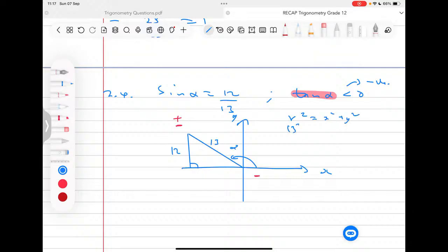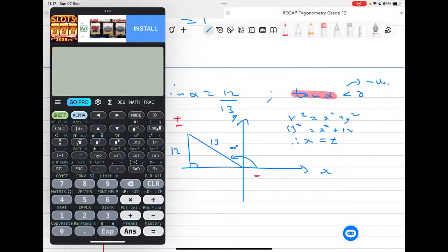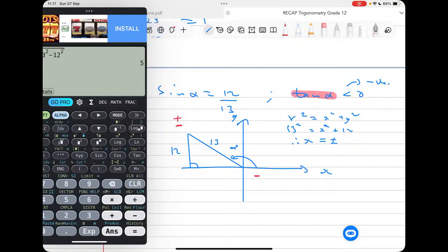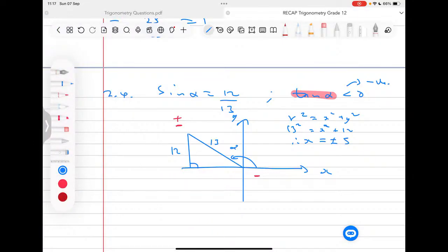And we're saying here we have a 13, and we're looking for x here, right? And we have the y to be a 12. This means that our x will be equal to plus or minus... Now, if you solve this, I'm just going to use a calculator to save time. We are going to have 13 squared minus 12 squared. That should give us a 5. So we're going to have a plus or minus 5.